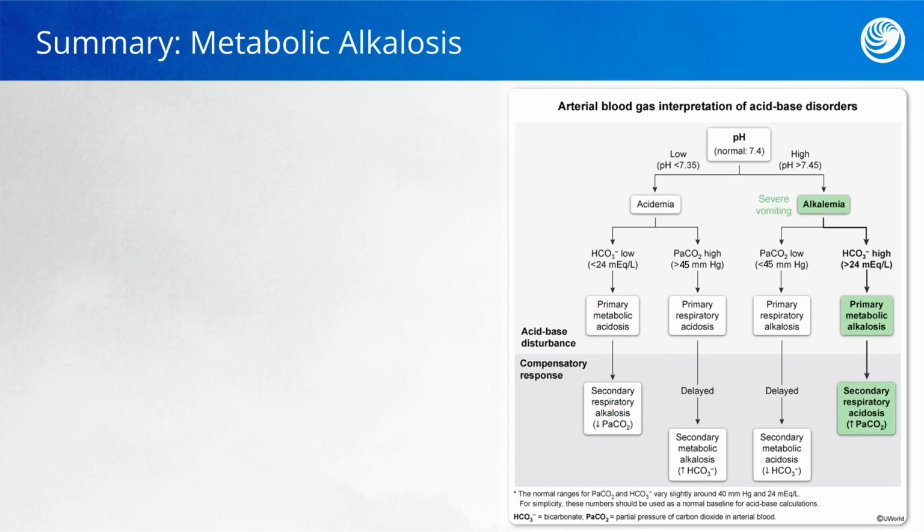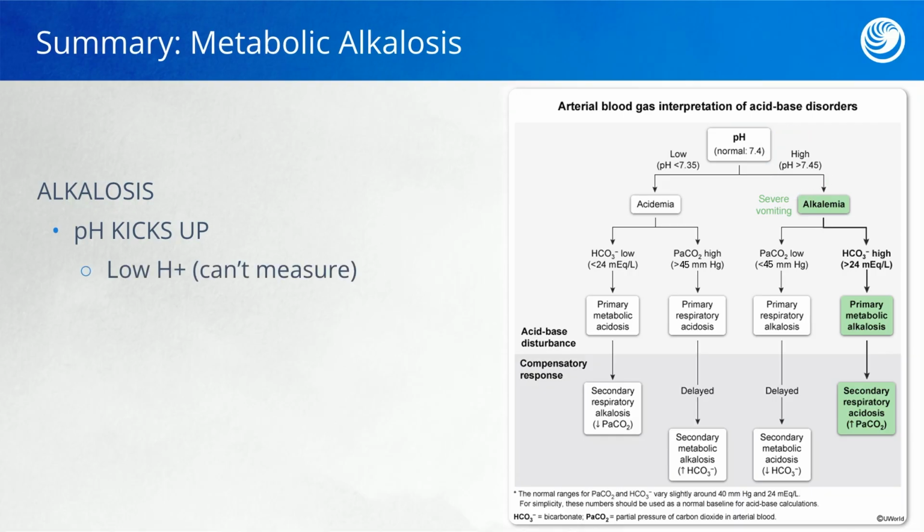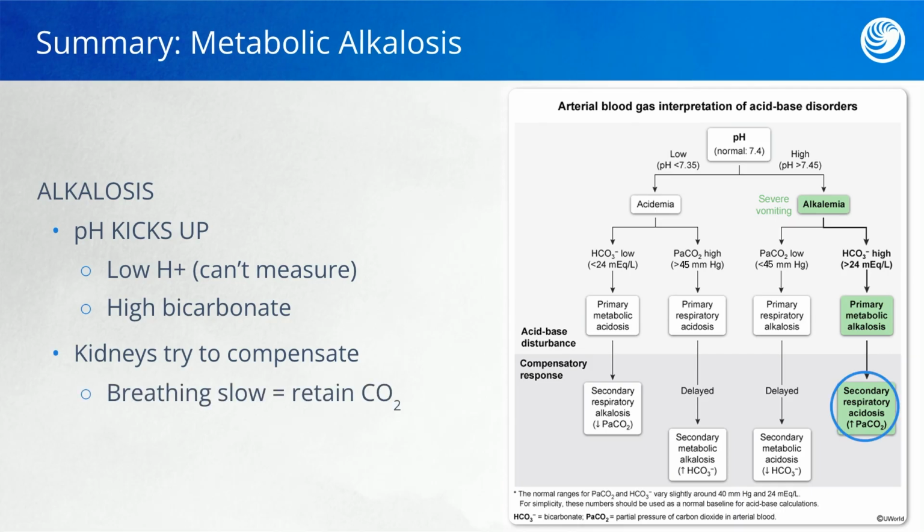Finally, let's summarize metabolic alkalosis. Now remember, with alkalosis, our pH does what? Kicks up. It's going to be over 7.45. Now this is because we have low hydrogen, which is our acid, and high bicarbonate, which is our base. Our lungs are going to try to compensate by breathing slow. We're going to retain CO2, which is an acid, bringing our body back to acid-base balance. Now remember, we won't be fully compensated until our pH is between that normal 7.35 and 7.45.